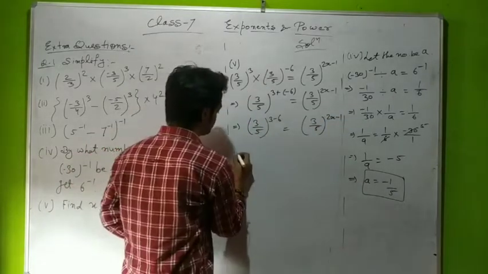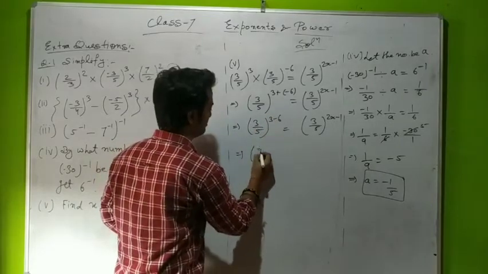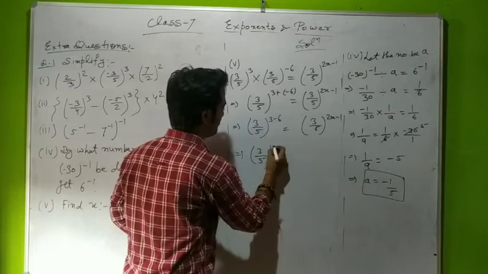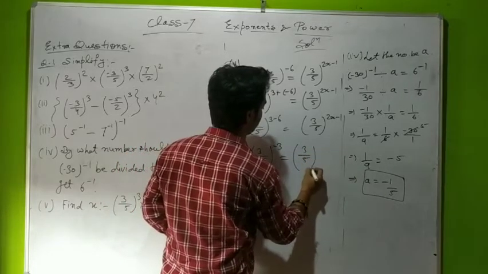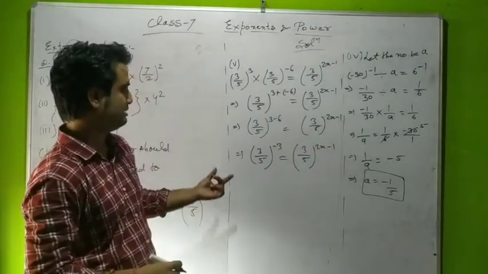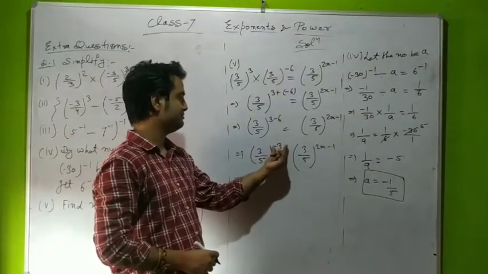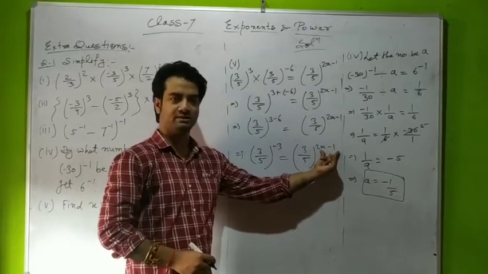Now 3 minus 6 becomes 3 upon 5 raised to the power minus 3 equals 3 upon 5 raised to the power 2x minus 1. Now if you see, here it is 3 upon 5 raised to the power minus 3, and here 3 upon 5 raised to the power 2x minus 1.